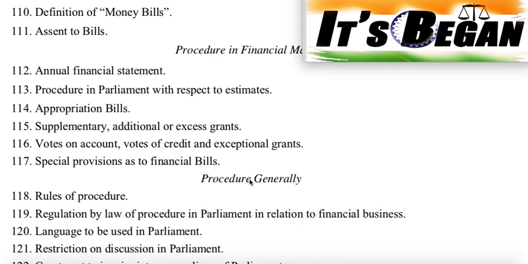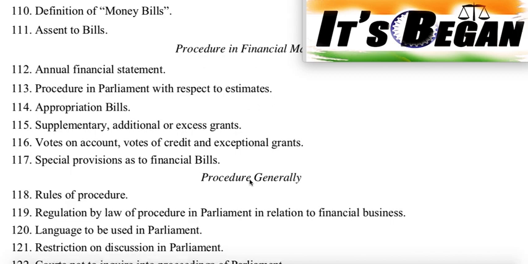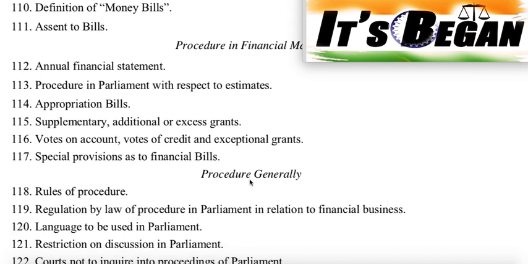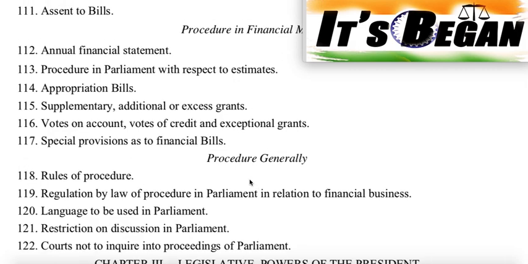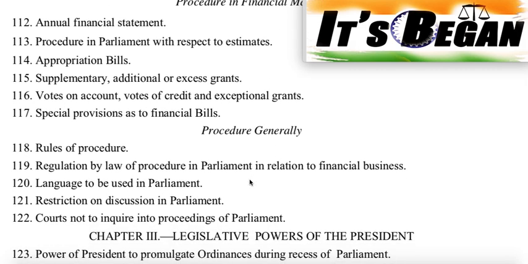Article 118 Rules of Procedure. Article 119 Regulation by Law of Procedure in Parliament in relation to financial business. Article 120 Language to be used in Parliament. Article 121 Restriction on discussion in Parliament. Article 122 Courts not to inquire into proceedings of Parliament.